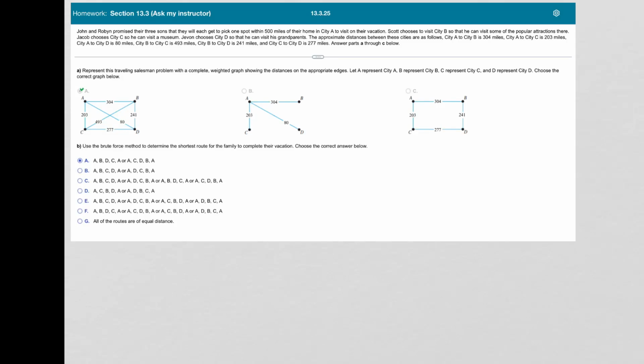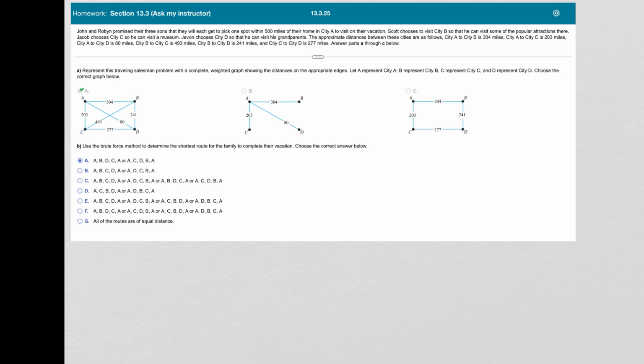In this problem, it says that John and Robin promised their 3 sons that they will each get to pick one spot within 500 miles of their home in City A to visit on their vacation, and their sons visited cities B, C, and D, and were given all the distances between every pair of cities.